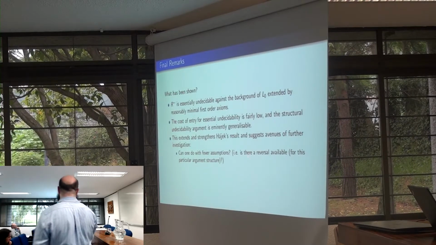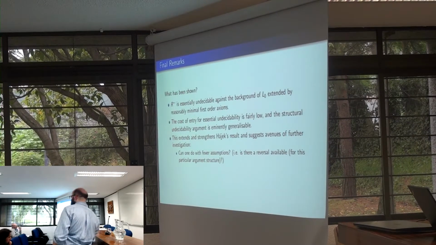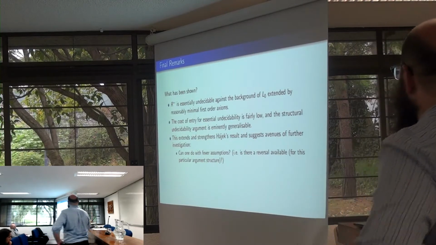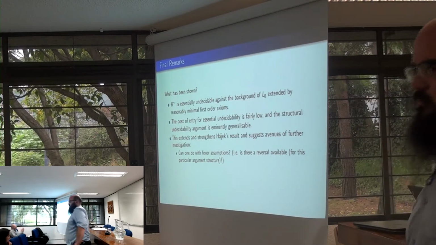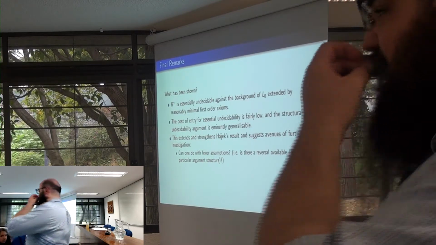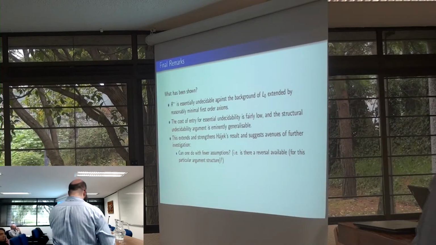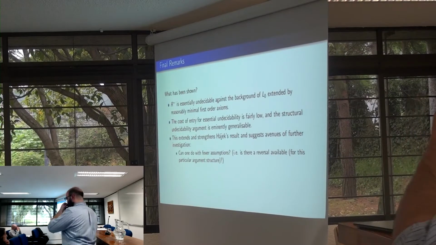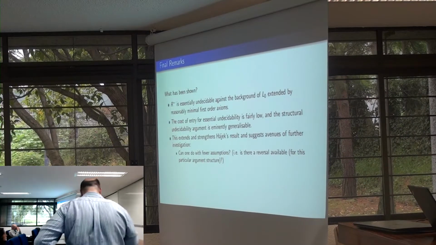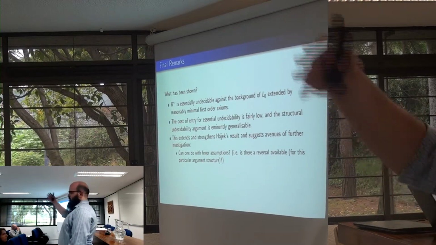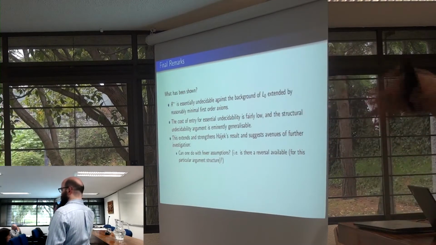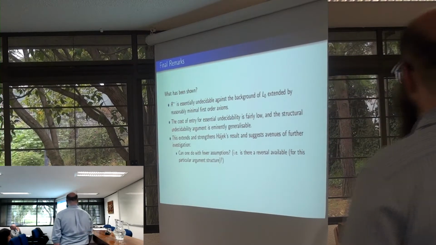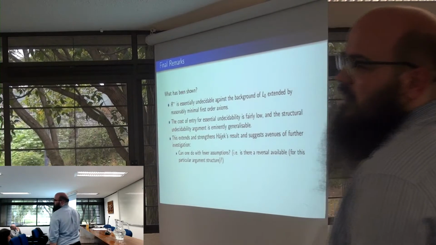And a way to put that, using the terminology of reverse mathematics, is: is there a reversal available? That is, some way of showing that, assuming the essential undecidability of the theory in the logic, or assuming the failure of the essential undecidability, we can get that either the logic or the theory has to be weaker than what we have? That would be nice. I don't know.